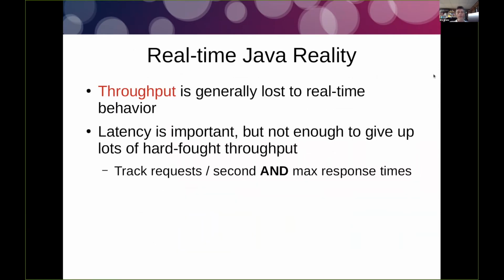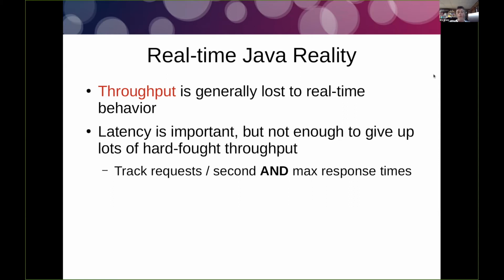So here are some of the points. Throughput is generally lost to real-time behavior. I mentioned throughput before. The averaging of your responses covers up the outliers. You run on a real-time VM and a real-time OS, it helps you get rid of those outliers, but there is a cost. The time goes somewhere. Just like energy cannot be created or destroyed, for the most part, when you're executing your code, time cannot be created or destroyed. That time goes somewhere. If you have a system that will guarantee you won't have those outliers, you'll probably lose a little bit of throughput. And for some people, that's not always acceptable, but it's what happens in a real-time system.